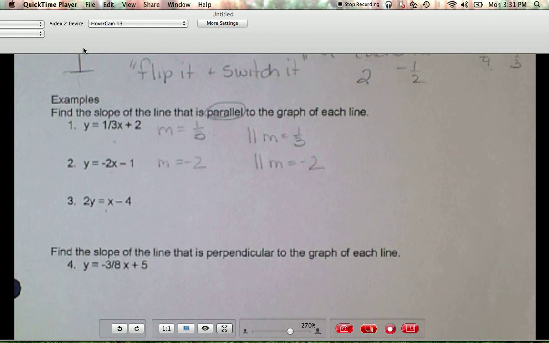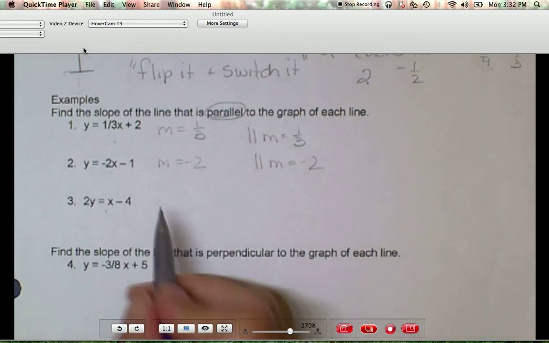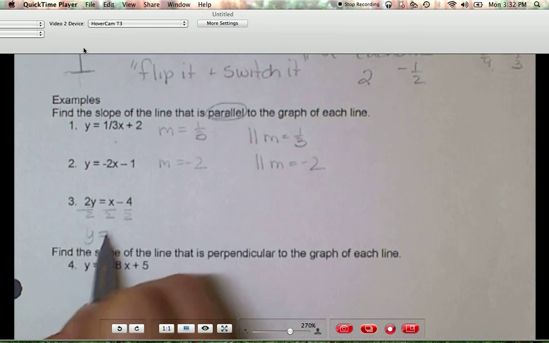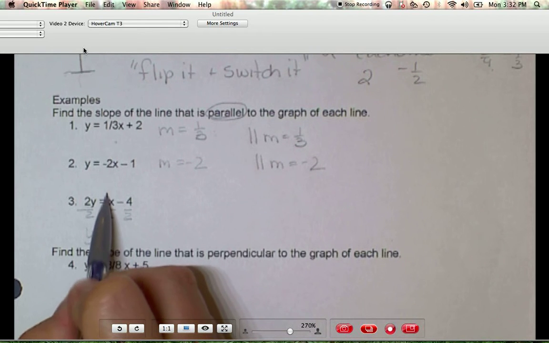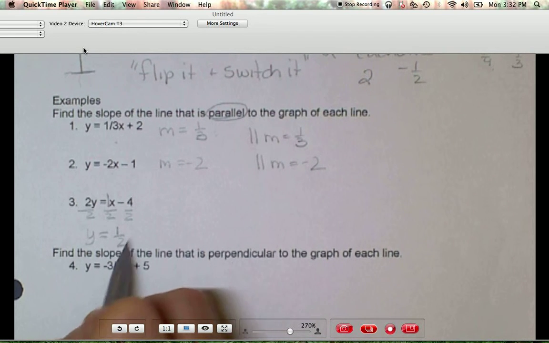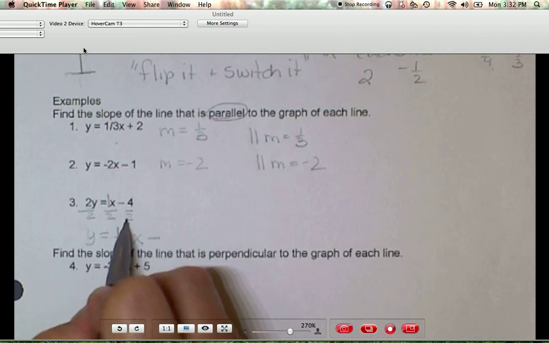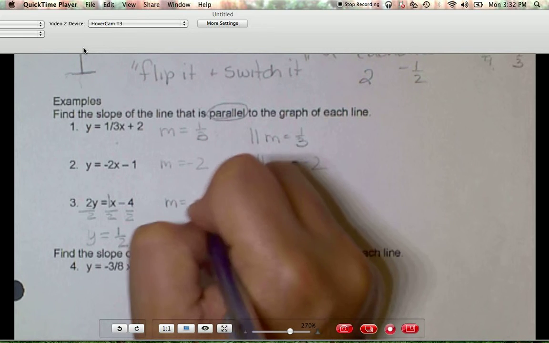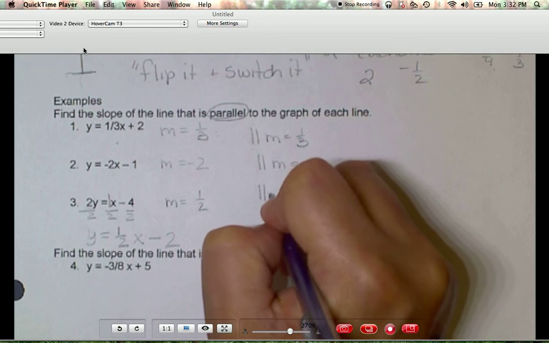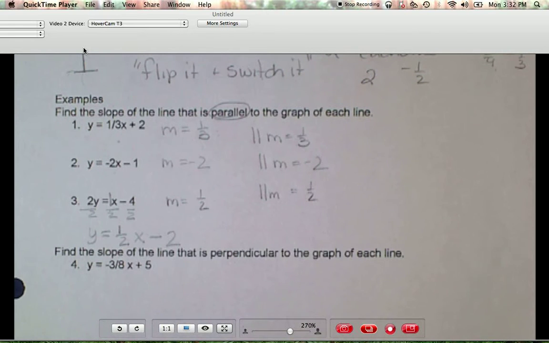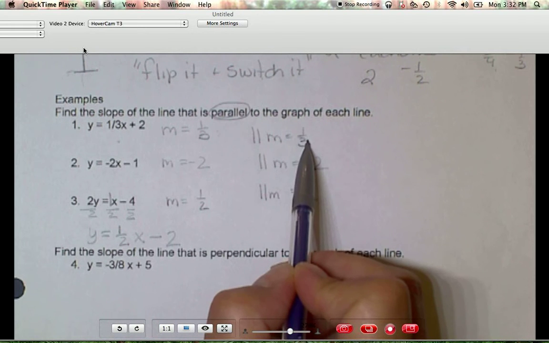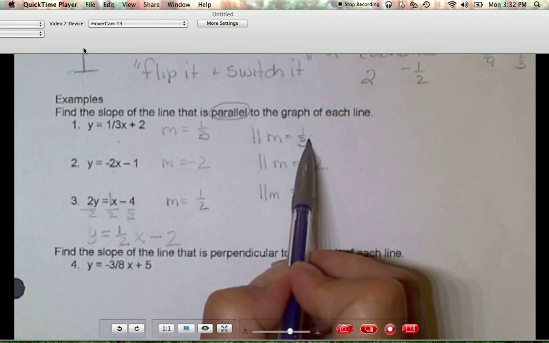And what about number 3? Well, we can't do it right away. We have to get this in slope-intercept form first. So we divide everything by 2, and we get y equals, now remember, this is understood to be 1x. So this is 1/2 x minus 4 divided by 2, which is 2. So the slope of this line is 1/2, and the parallel slope is also 1/2. Parallel lines have exactly the same slope. So the slope of this line and the parallel line, or any parallel line to it, would have to have that same slope.